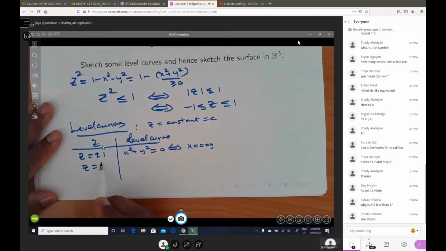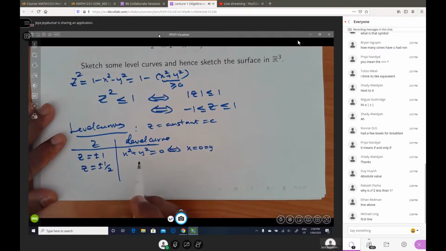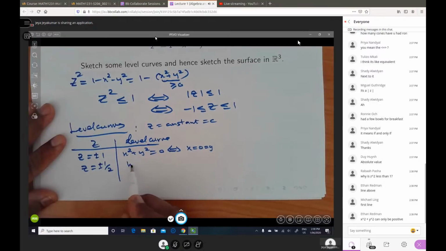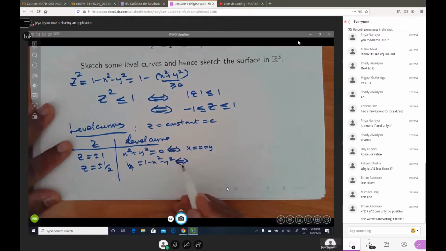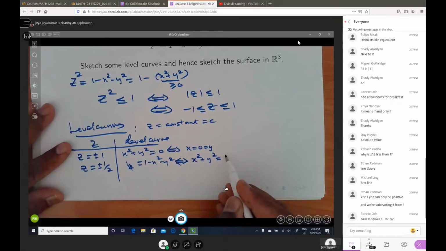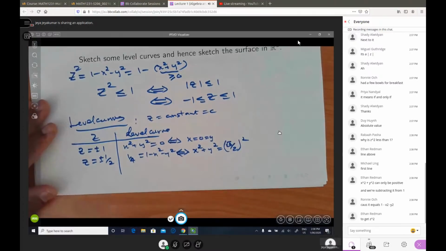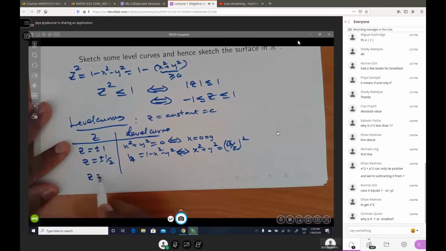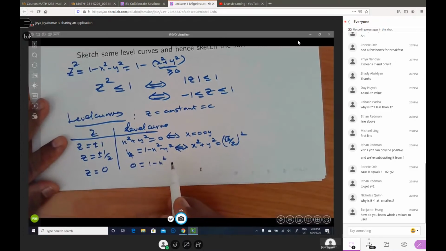Let's say z is plus or minus half. So plus or minus half squared, 1/4, equals 1 minus x squared minus y squared. So that gives you x squared plus y squared equals 3/4. So that means the radius is root 3 on 2, squared. So again, that is a circle with radius root 3 on 2. And if you check z equals 0, that gives you 0 equals 1 minus x squared minus y squared.